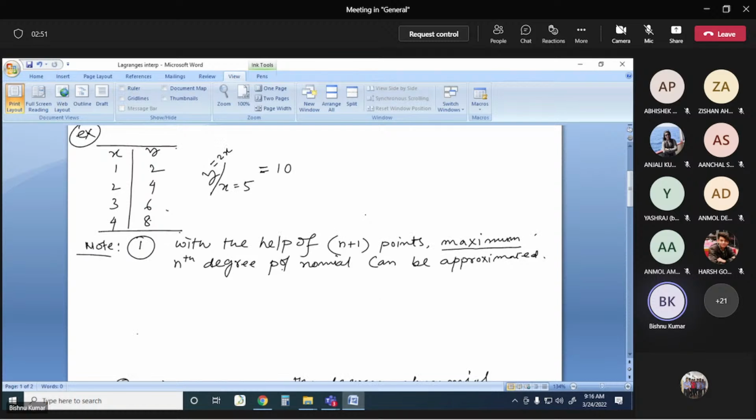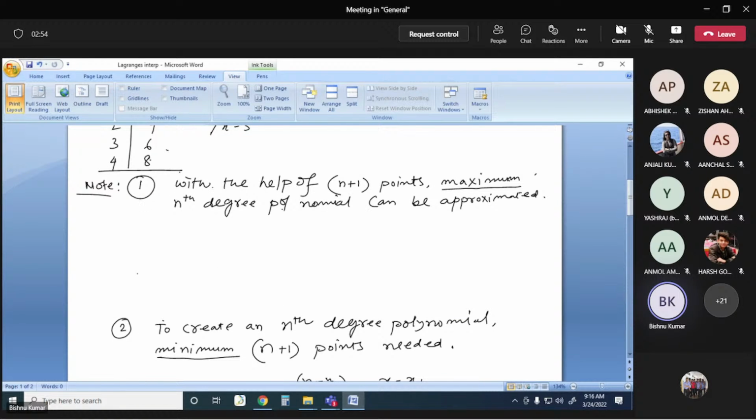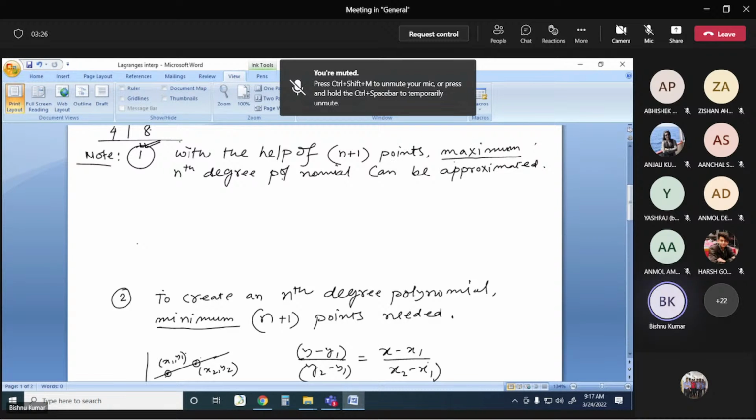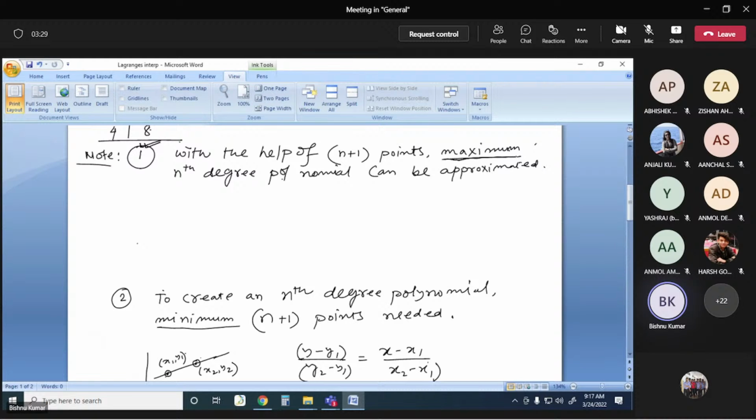Using that idea, I have established here two statements. You just try to study this statement. Number one, with the help of n plus 1 points, suppose your given set of data points are n plus 1 points, you can approximate a maximum nth degree polynomial. Is it true? Is this statement true or not? And why I have written this word maximum, that is also clear.